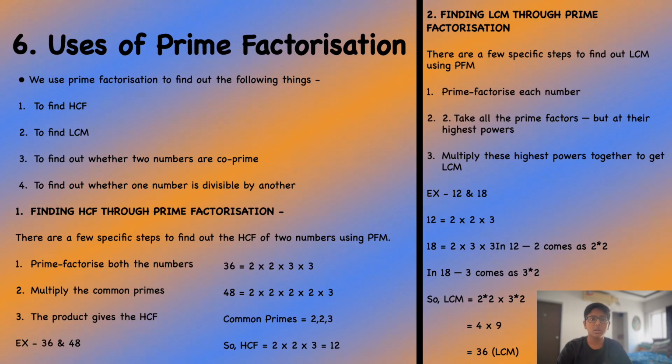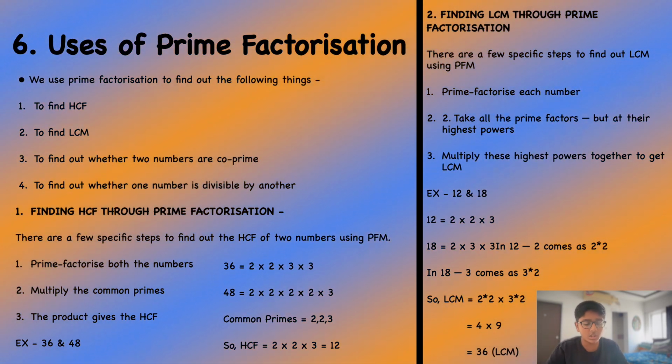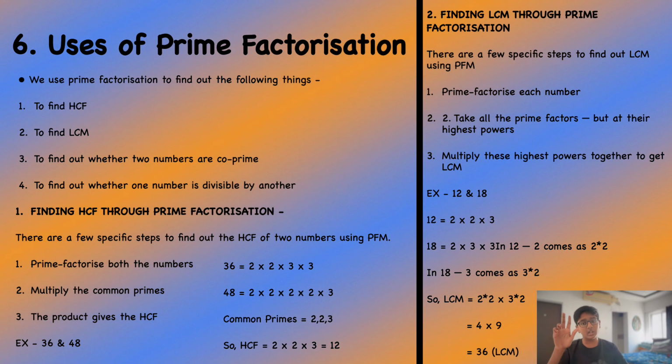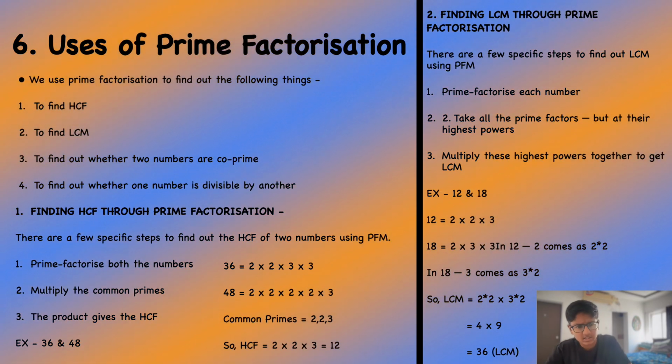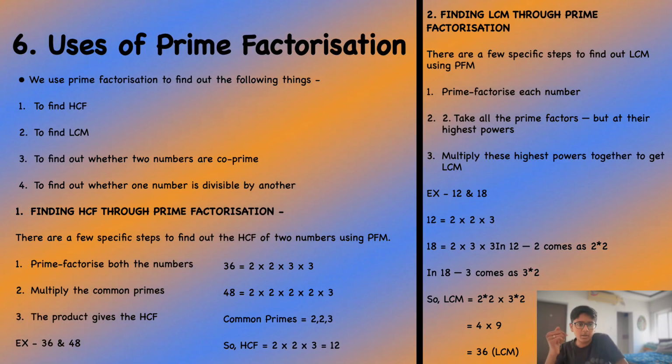Now, the uses of prime factorization. There are many uses of prime factorization, but we mainly use it in this chapter to find the HCF, to find the LCM, to find whether two numbers are co-prime, and to find whether one number is divisible by another number. So if we want to find the HCF, we first prime factorize them and then we multiply the common primes.